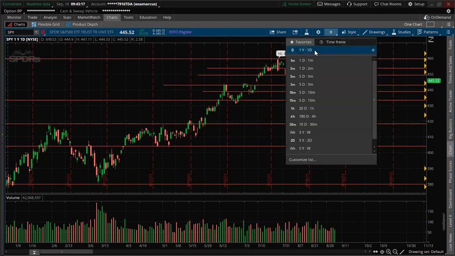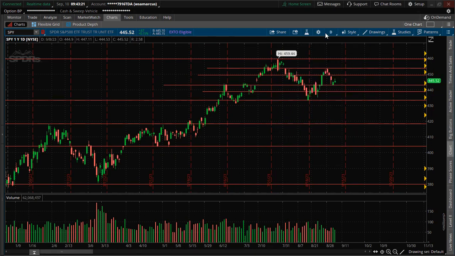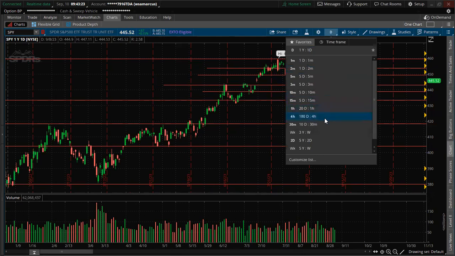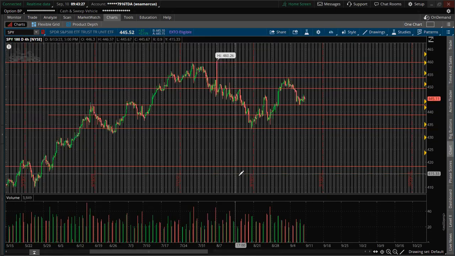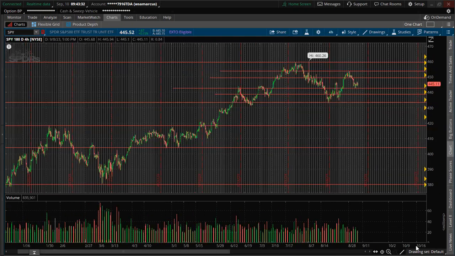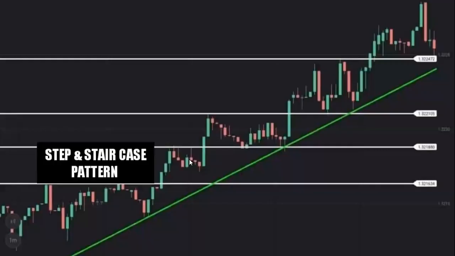So we talked about the 5-year and then the yearly, and then you could even drop down towards the 180 day. Sometimes I drop from the 5-year to the yearly to the 180 day to see what else I'm seeing over here, but we'll save that for another lesson. Let's jump back into some stock patterns that you may want to know. So we did the step and staircase.